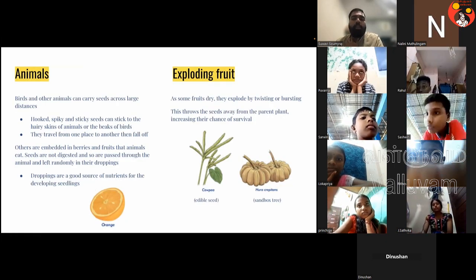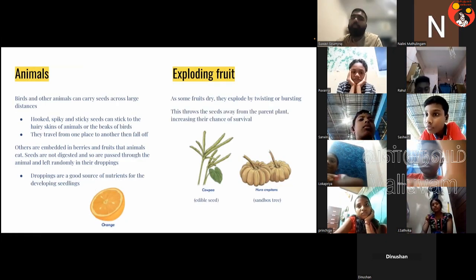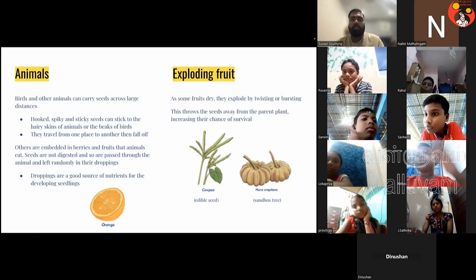Before I move on to germination, again, just going to put it out to you guys. If anybody's got any questions in terms of seed dispersal.